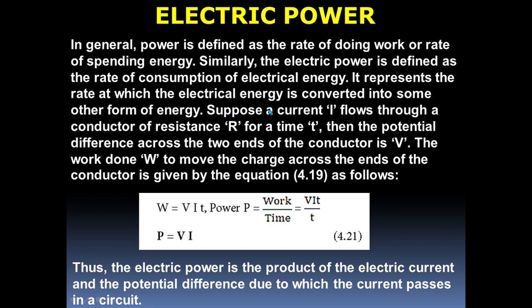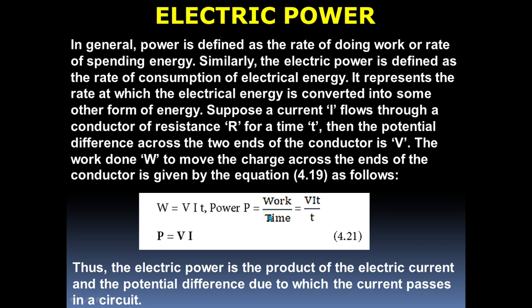Suppose a current I flows through a conductor of resistance R for a time t. Then the potential difference across the two ends of the conductor is V. The work done W to move the charge across the ends of the conductor is given by equation 4.19 as follows. W is equal to VQ, already we know the formula. Q is nothing but It. So W is equal to V into It.